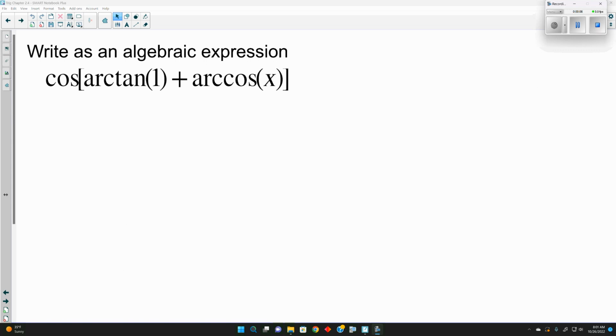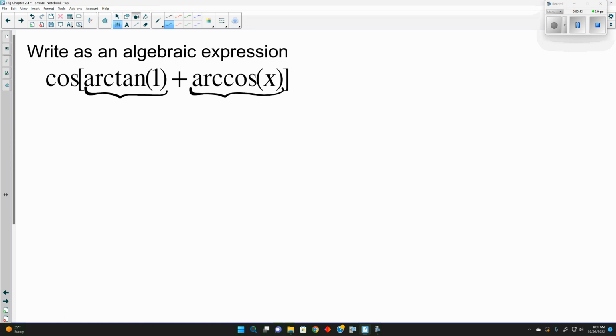Now, I believe this is where we finished off yesterday, or the next problem that we were going to look at yesterday. Now, when we look at this one here, we have cosine of arctangent of 1 plus arctangent of x, or arc cosine of x, right, as an algebraic expression. Since we're writing it as an algebraic expression, it means we're not really solving for anything. We're not trying to find a value of x. We're going to get an expression.